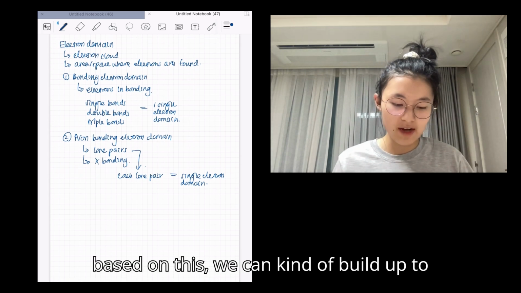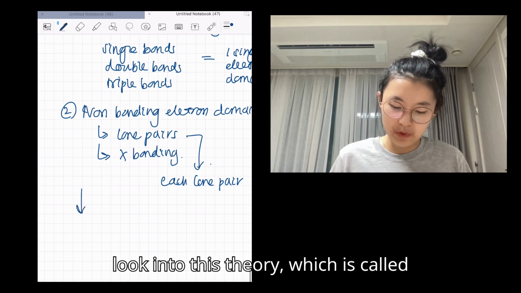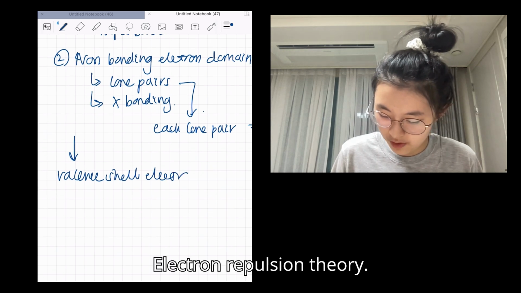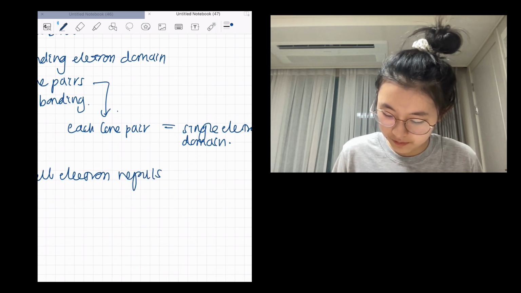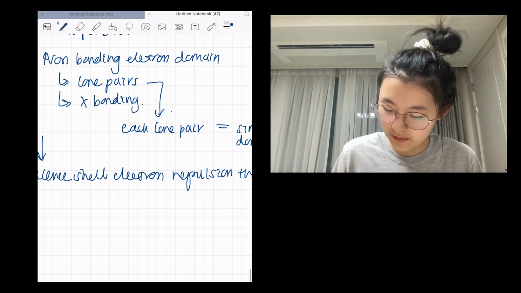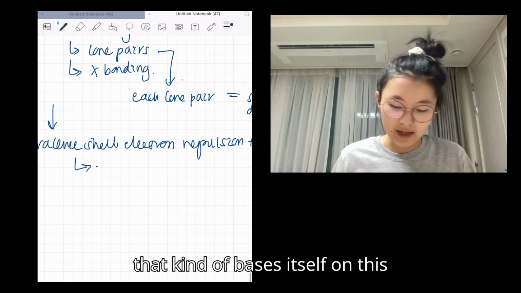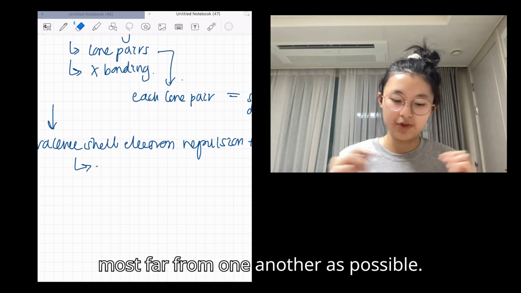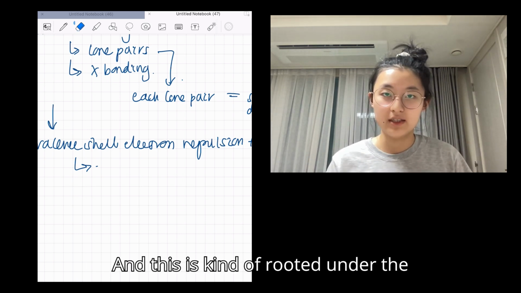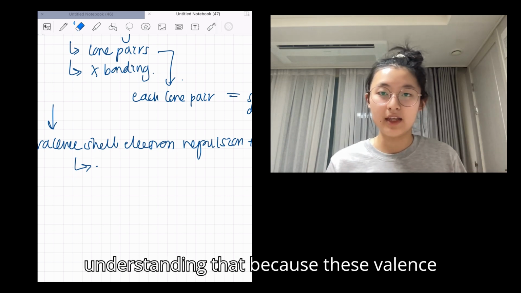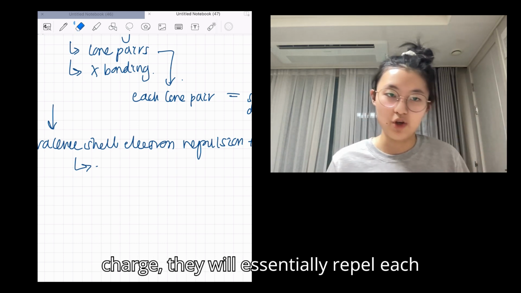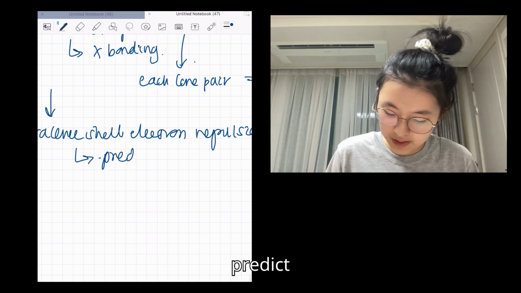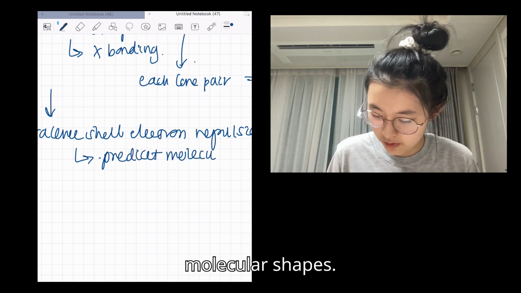And based on this, we can build up to look into this theory, which is called the valence shell electron repulsion theory. And this is essentially a theory that bases itself on the assumption that electron domains will repel one another in order to become as far from one another as possible. This is rooted in the understanding that because these valence shell electrons carry the same charge, they will essentially repel each other. And based on this theory, we can predict molecular shapes.